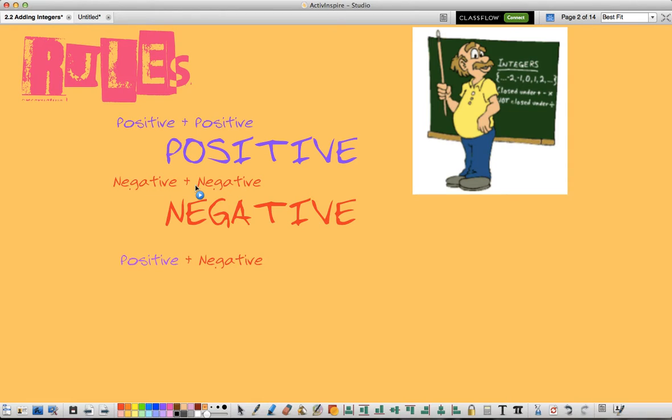A negative plus a negative is going to give you a negative. Okay, so once you're to the left of that 0 and you add another number to the left of the 0, you're going to keep going left, and so you're going to stay on that negative side.